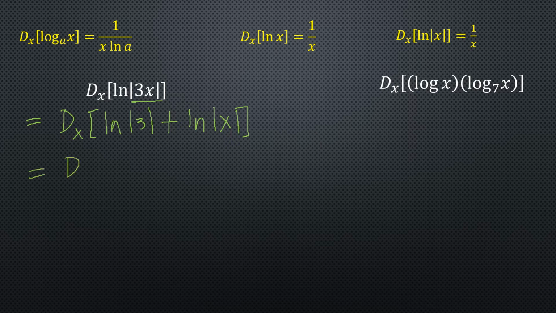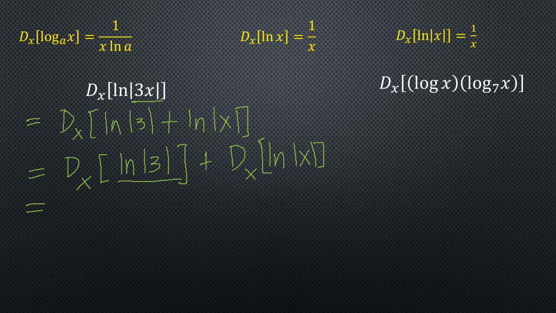So that will now make use of the sum rule in derivative. Plus the derivative of ln of the absolute value of x. The derivative of ln of 3 is actually a constant, and that will become 0. And the derivative of ln of the absolute value of x is 1 over x. So the answer is 1 over x.